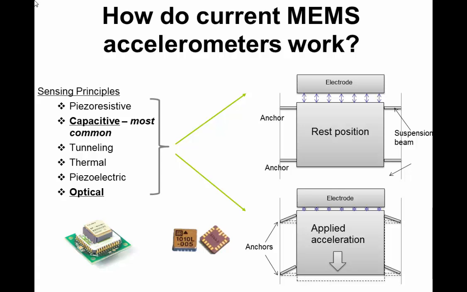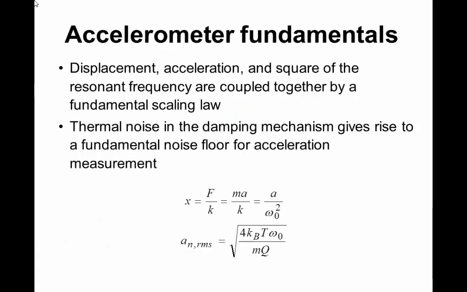The principle, of course, works as shown here. You've got a proof mass supported by flexures, and under an acceleration field, you have a displacement that you measure with respect to a set of fixed electrodes that are supported off the substrate, and the change in capacitance is then proportional to the changing displacement, which in turn is proportional by Hooke's law to first order to the acceleration. So there is a relationship. Yeah, go ahead.